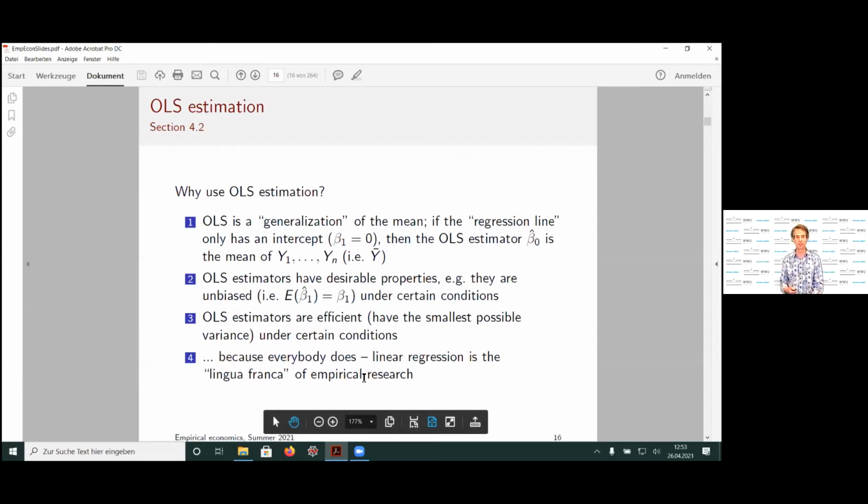And finally, OLS estimation is used by economists because it's used in all the empirical research, not only in economics, but also in sociology, actually in all empirical sciences. So you could call that the lingua franca of empirical research. So if you use OLS regression techniques, all your colleagues from economics and other sciences will quickly understand what you're doing and what the results actually mean. And that's quite useful.